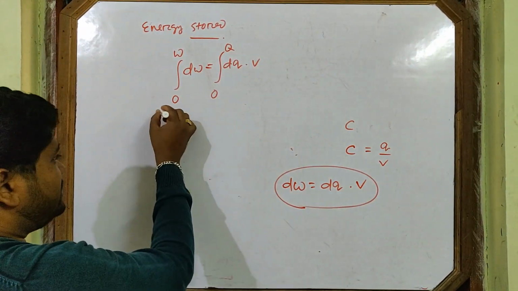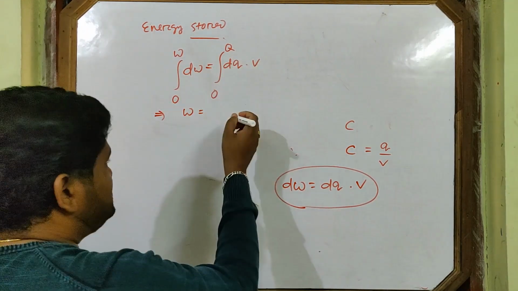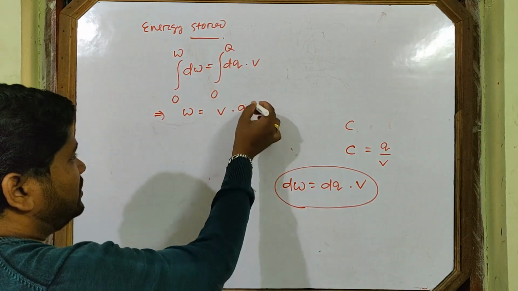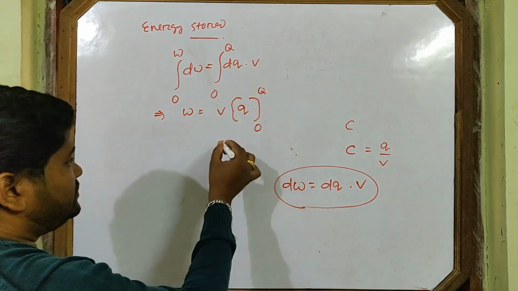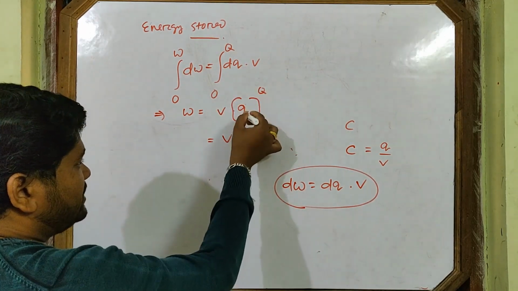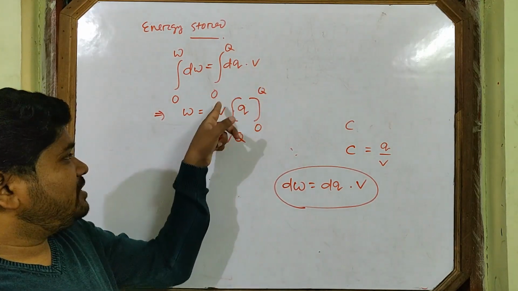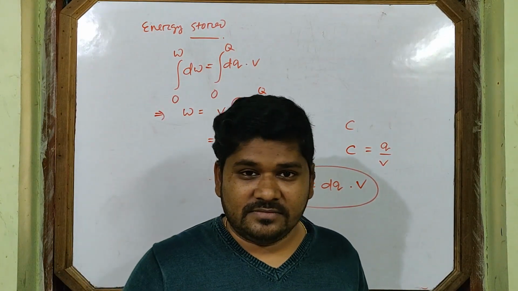Now let's do the integration. Integral of dW is W, with limits. Here V comes outside. Integral of dq is q, with limit 0 to q. Then you put the upper limit, and this comes as vq. V comes outside of the integration, giving vq. Understand?